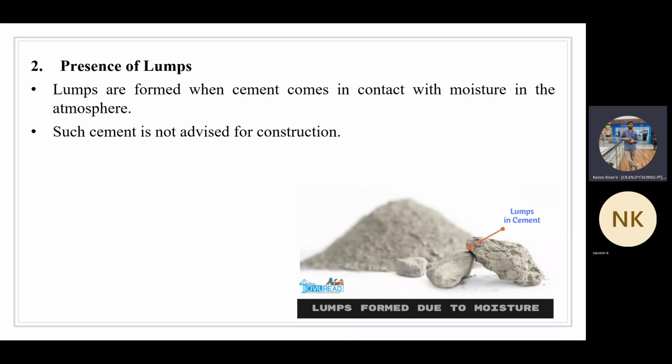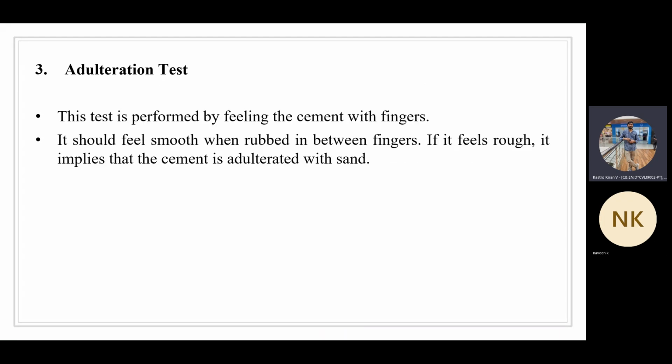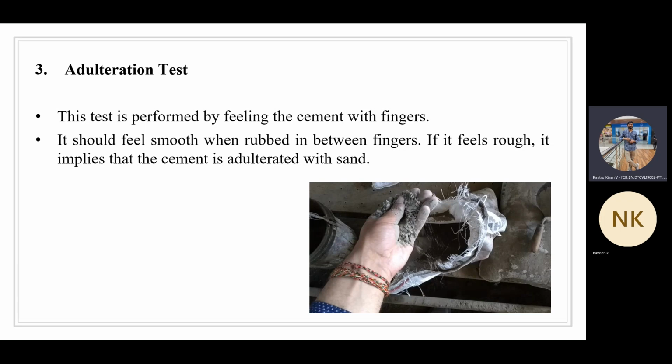That's the second test that you can perform in the field. And the third test is the adulteration test. Now, what is this adulteration test? Whenever you get the cement bags to the site, just take a pinch of the cement. You can see in the image. A cement sample is taken into your hands, and you should rub the cement between your fingers. You can see a person rubbing the cement between his fingers.